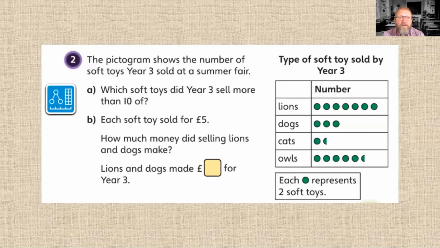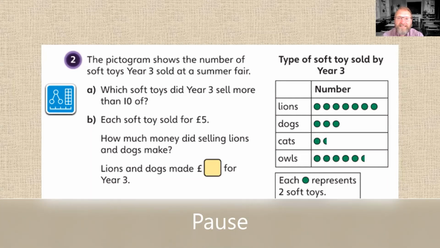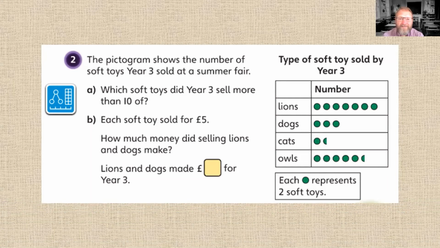Question 2. The pictogram shows the number of soft toys year 3 sold at a summer fair. Question A is, which soft toys did year 3 sell more than 10 of? And question B says, each soft toy sold for £5. How much money did selling lions and dogs make? Have a look at the questions and see if you can find out the answers.